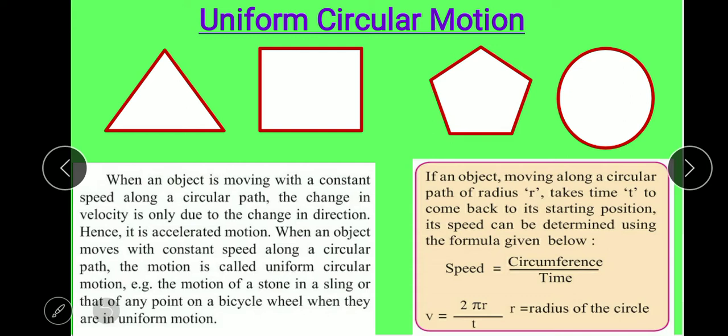Students, I'll continue with laws of motion, but before I start with laws of motion, we have a small concept, and that concept is uniform circular motion. So let us continue with uniform circular motion.